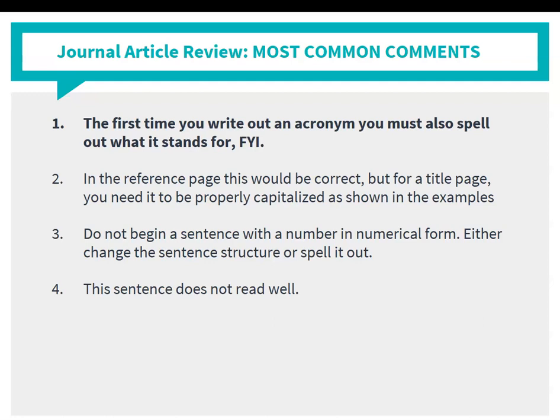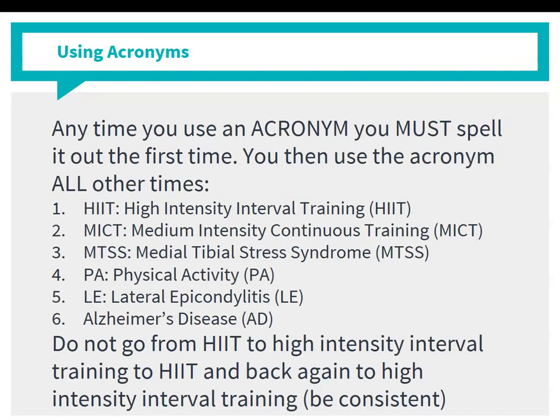Number one, the first time that you write out an acronym, make sure that you also tell the reader what it stands for. So for example, if you're writing about high intensity interval training, you write out the phrase high intensity interval training and then in parentheses write HIT, and then throughout the rest of your paper you can call it HIT. So if you just start out with an acronym, MTSS, your reader won't know what MTSS stands for. So introduce it, medial tibial stress syndrome, also known as MTSS or in parentheses MTSS.